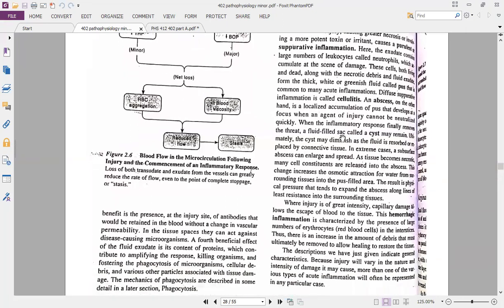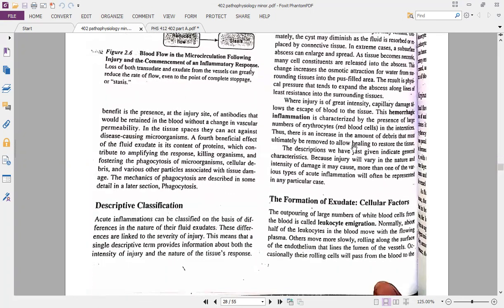Then at times, when the inflammatory response has finally removed the threat, a fluid filled sac called a cyst stays there in that region. This cyst is just a fluid filled space. With time, eventually the cyst will diminish and the fluid will be reabsorbed into the surrounding tissues.